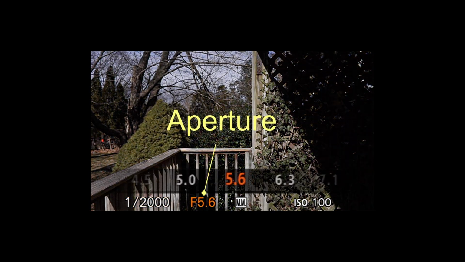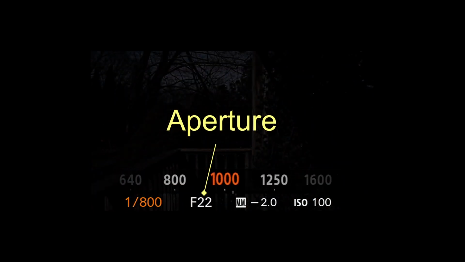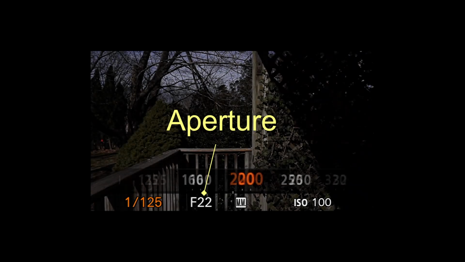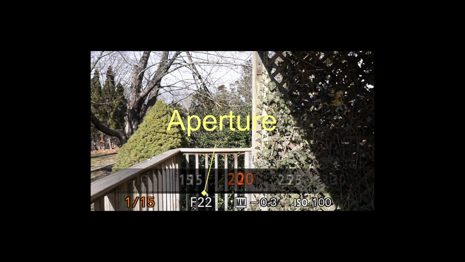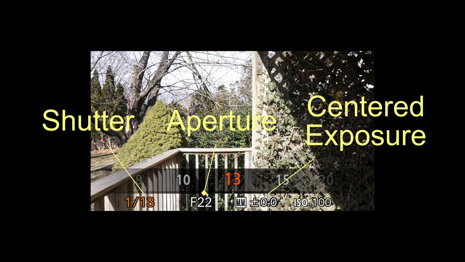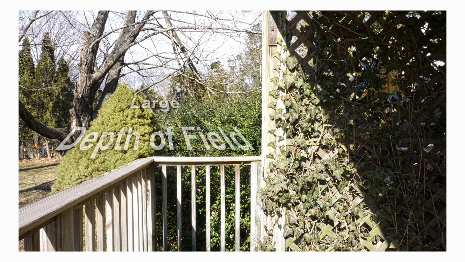increase the aperture setting. I'm going to go up to f22, which is going to give me a very small aperture, which should give me a very large depth of field. All right, and center my exposure using the shutter control, and here we go. So I have a large depth of field. I got a good, reasonable focus on the background and good focus on the foreground.